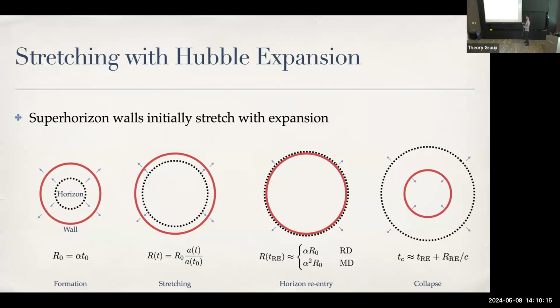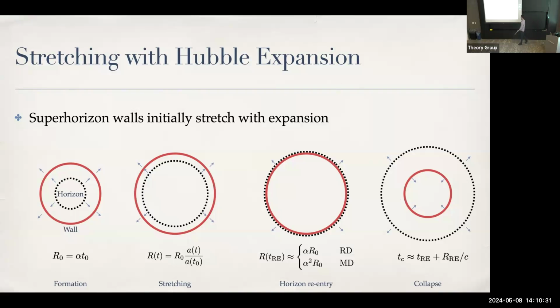And the reason why it's bigger in a matter-dominated era is because my scale factor grows faster with time compared to a radiation-dominated era, and hence the wall can expand further before the horizon will catch up to it. And so you get free mass from this.